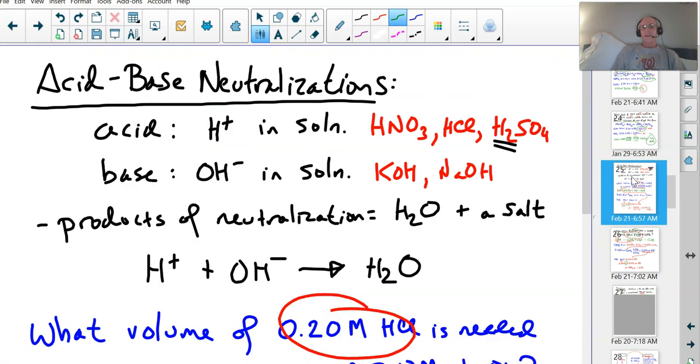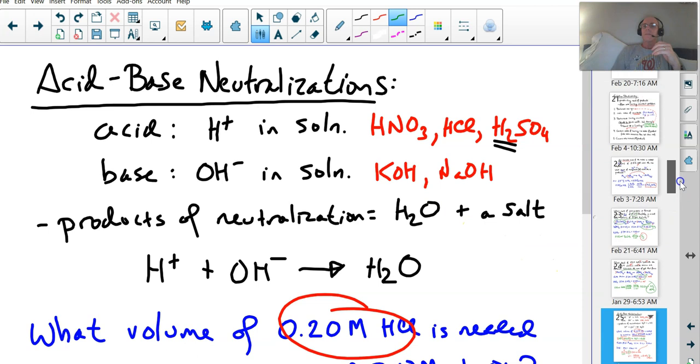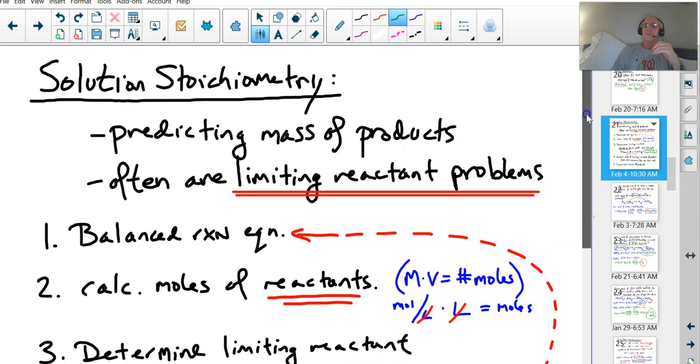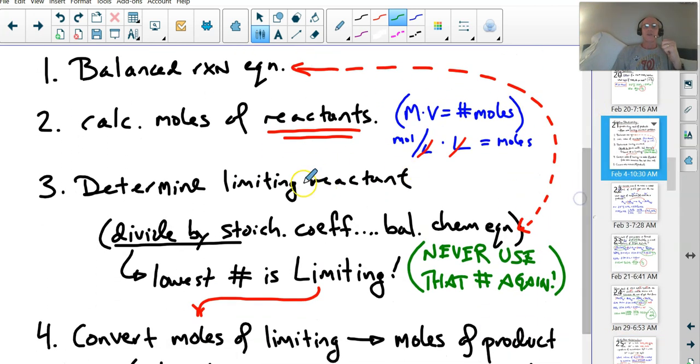All right. Now, lastly, let me just go back. This is exactly the same as any other solution stoichiometry problem. You need to figure out a balanced chemical expression, and then figure out the number of moles of each reactant. And in this case, we just do m times v equals number of moles. And then we go through the regular steps of solving a solution stoichiometry problem. That's shown here. Okay, determine the limiting reactant.